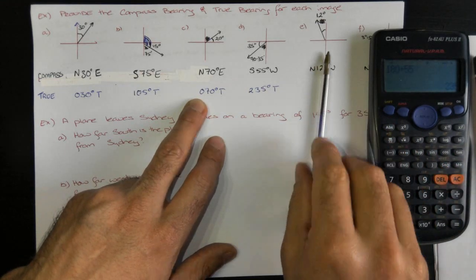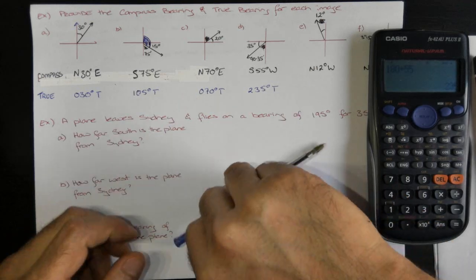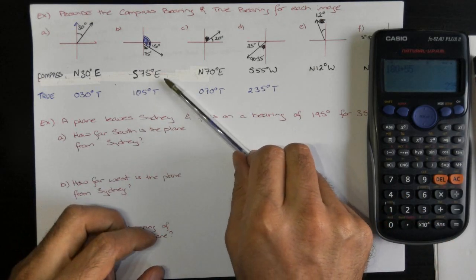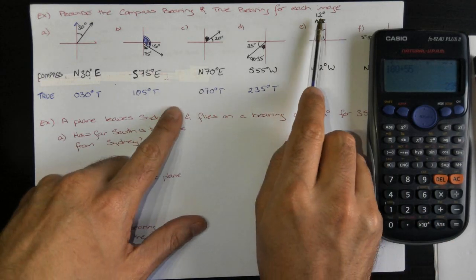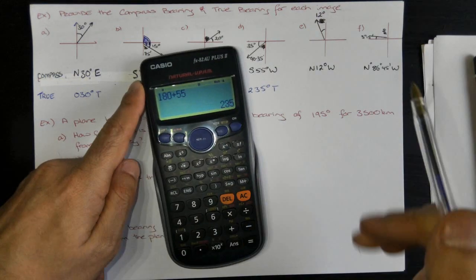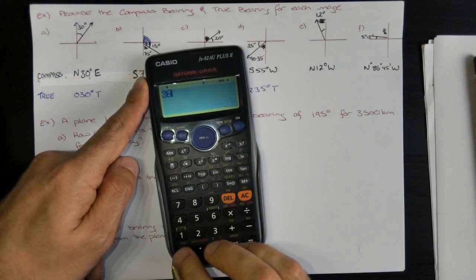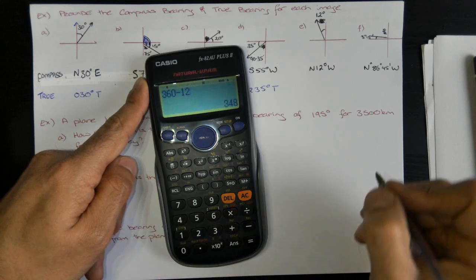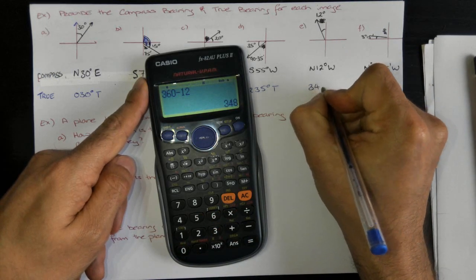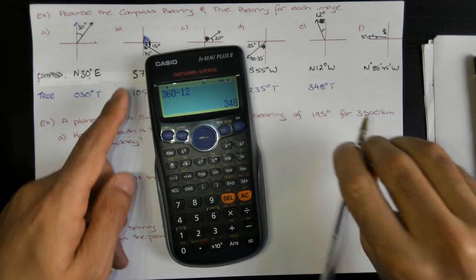So 180 plus 55, we get 235 degrees true. Okay, so here we're starting at north, we're going to go all the way around, but we're not going to do a full revolution, so we're actually going to do 360 minus 12. So 360 minus 12, so we actually turn 348 degrees true.